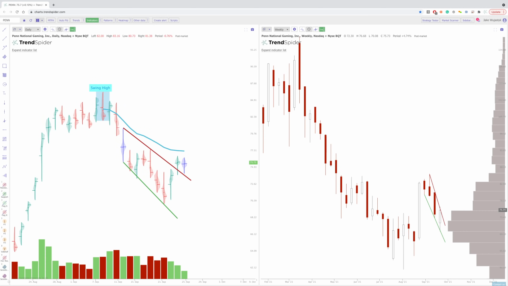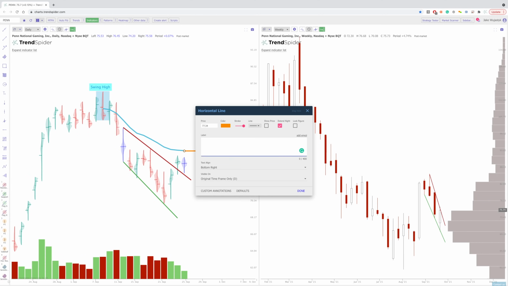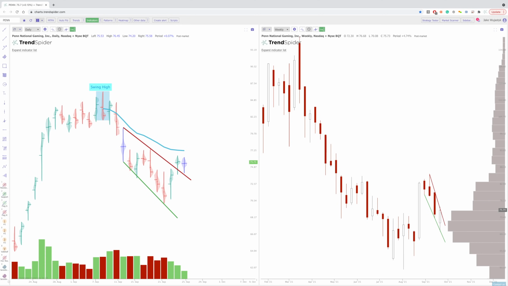We obviously have to break above the swing high anchored VWAP before we do that. And that's right around, let's call it 77.50. So we really need to break through that on the daily.